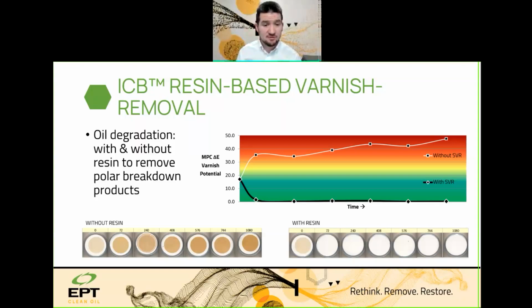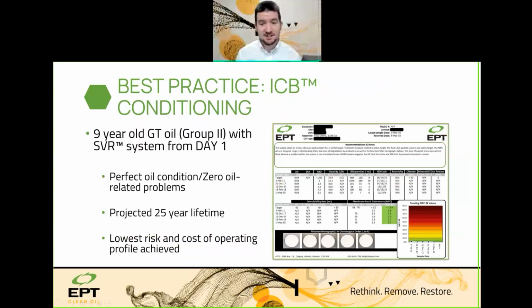It's just that those breakdown products are never being allowed to accumulate. They are being removed continuously as they form. And by doing so, you prevent varnish from ever reaching levels where it could cause a problem. This is a real world case study showing the exact same thing.